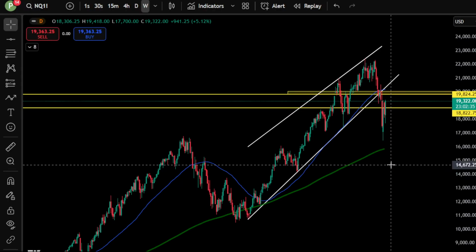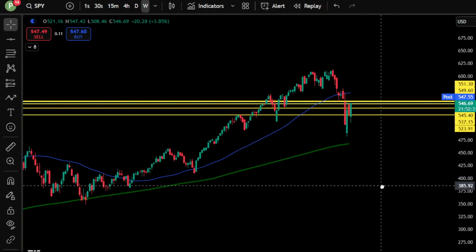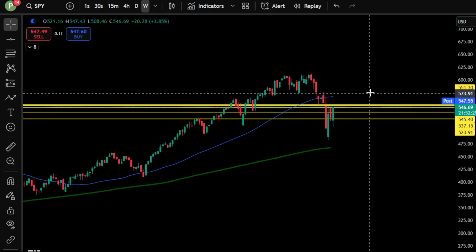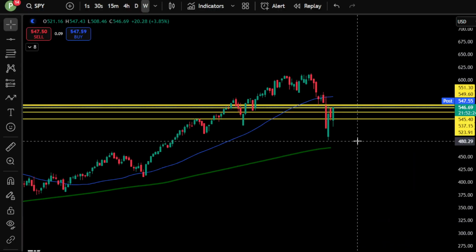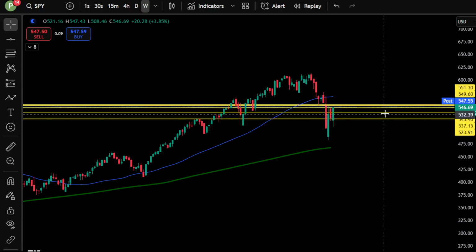Just to be completely transparent, guys, I am in July puts for the SPY. They're all the way in July, July 18th. I'm going to continue to add to those puts.